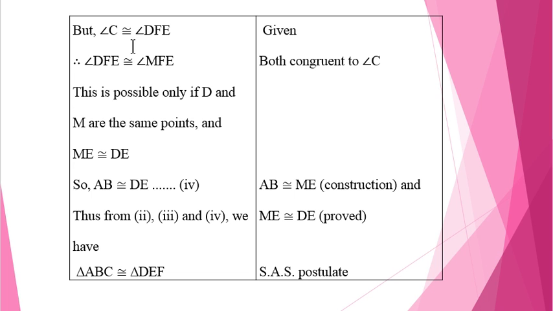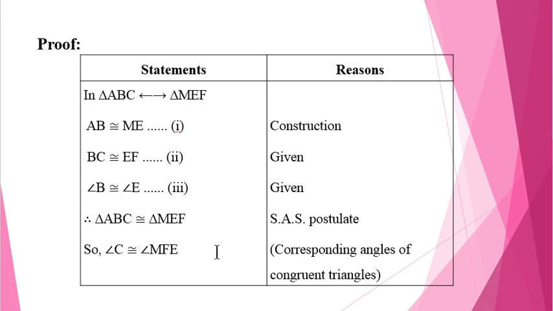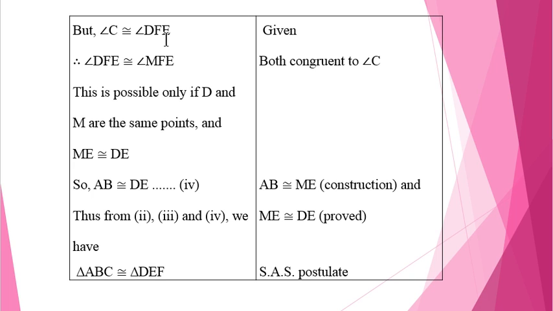So moving to the proof again. Therefore, the angle DFE is congruent to the angle MFE. It means the angle C is congruent to this, as well as the angle C is congruent to this. If both the angles are congruent to the C, both are congruent to each other as well. So if a thing is congruent to two other things, it means those two other things are also congruent to each other.